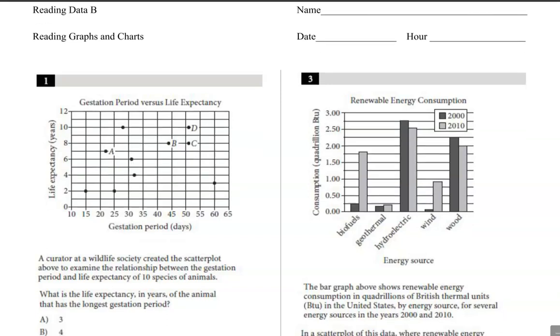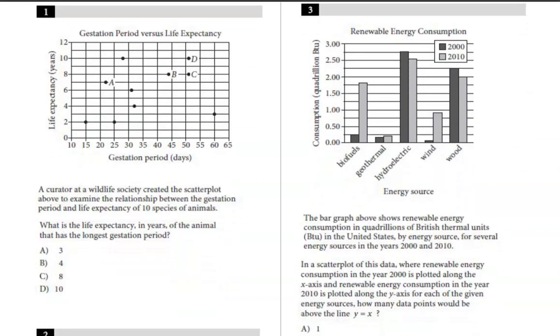Reading data B. Number one, so we have a scatter plot here. It says a curator at a wildlife society created a scatter plot to examine the relationship between the gestation period and life expectancy of 10 animals. So gestation's here at the bottom, life expectancy's over here on the side. What is the life expectancy? So they're wanting to know this value over here in years of the animal that had the longest gestation period.